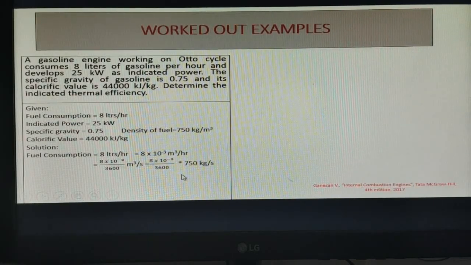So substituting in the equation, indicated thermal efficiency is equal to indicated power divided by m dot f into CV. Indicated power is 25 kilowatt, divided by m dot f, 8 into 10 raised to minus 3 into 750 divided by 3600, into 44,000, multiplying by 100. After solving this, we'll get the indicated thermal efficiency as 34.1%. So this is how we can calculate the indicated thermal efficiency.